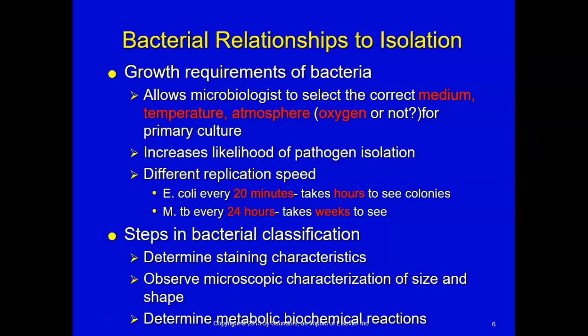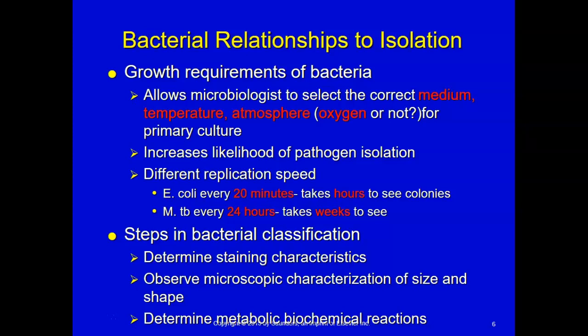Okay. So how are we going to grow these things in the lab? The first step to successfully culturing organisms from patient specimens is to understand the growth requirements of many bacteria and select the correct medium, temperature, and atmosphere. Do they need oxygen or not? And this is going to be our primary culture conditions. And knowing these, the agar, the temperature, the atmosphere that the bacteria like, is going to increase the likelihood that we can grow and isolate that pathogen.